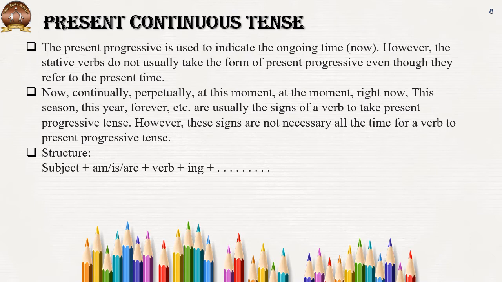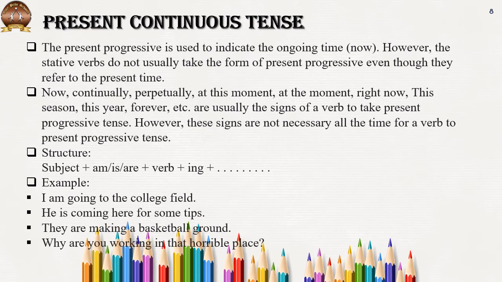Subject plus am, is, are plus verb plus ing plus any object that is there. Okay, you need to remember the structure, children. Present continuous tenses cannot exist without the verb ing form and the helping verbs am, is, are. Okay, now see the examples.